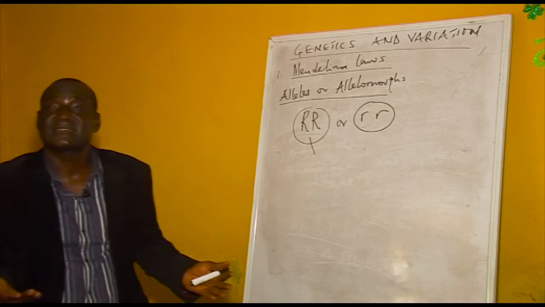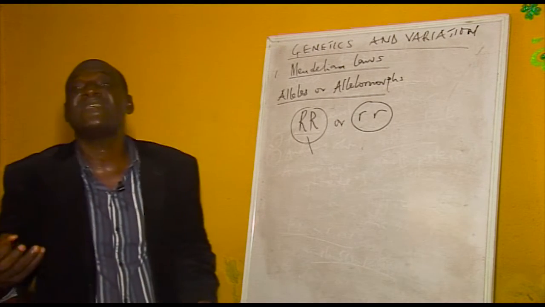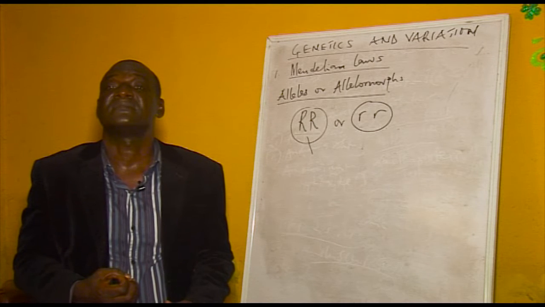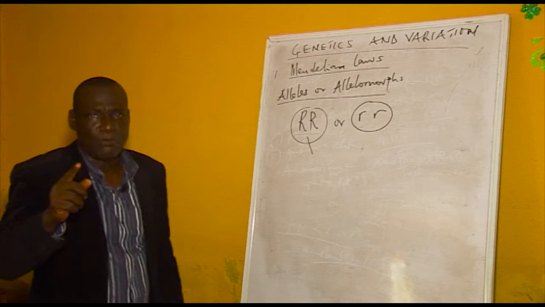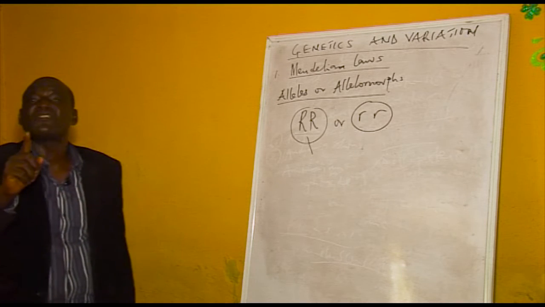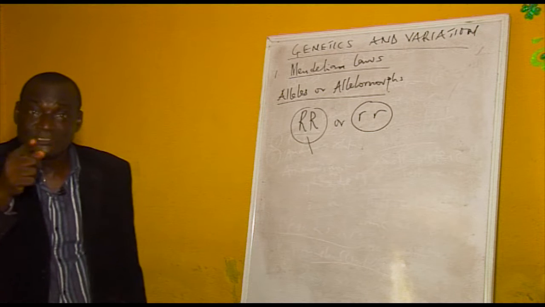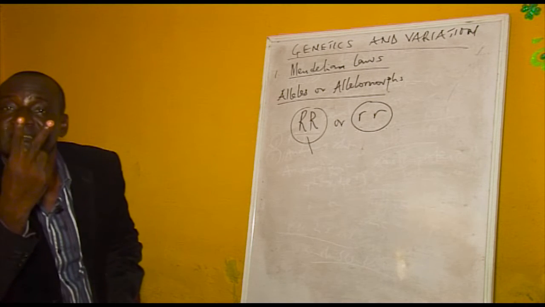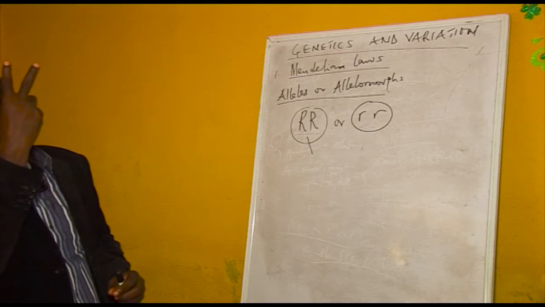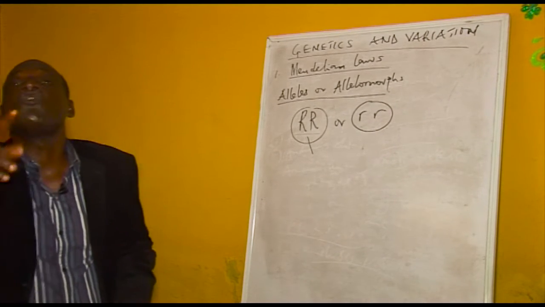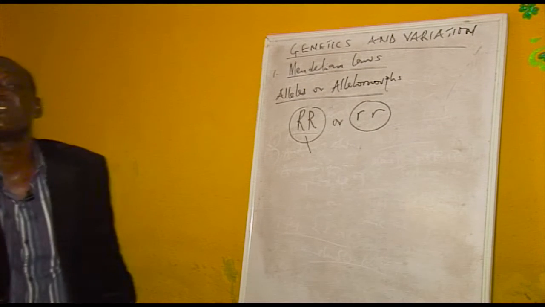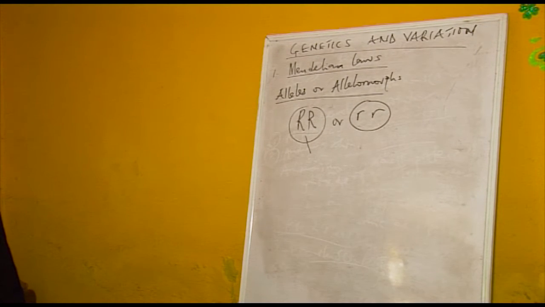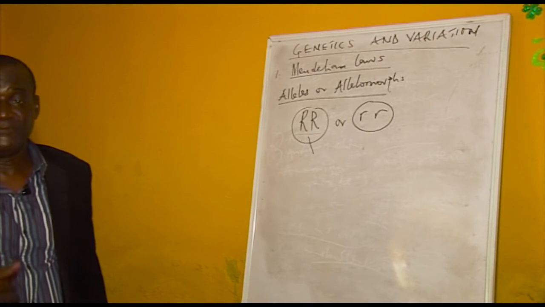Or we can say that during zygote formation, each pair of genes separate and are transmitted from one generation to another without alteration. Now, what he's telling us is that the first law, according to Mendel, tells us that a pair of genes is responsible for a pair of contrasting characters. So, what you want to know is that if you know what happened to a pair of genes, we can know what happened to other genes. So, he considers only a character which is being controlled by a pair of genes. I believe you are following.